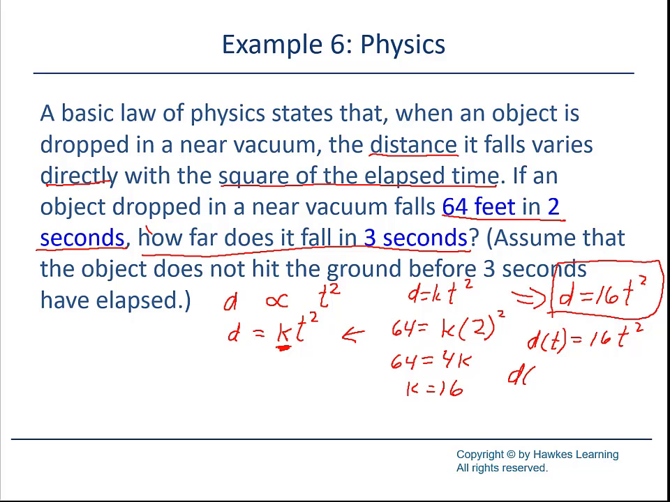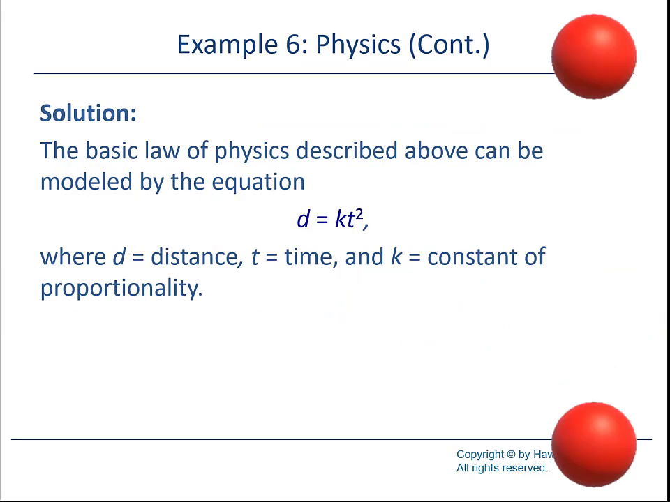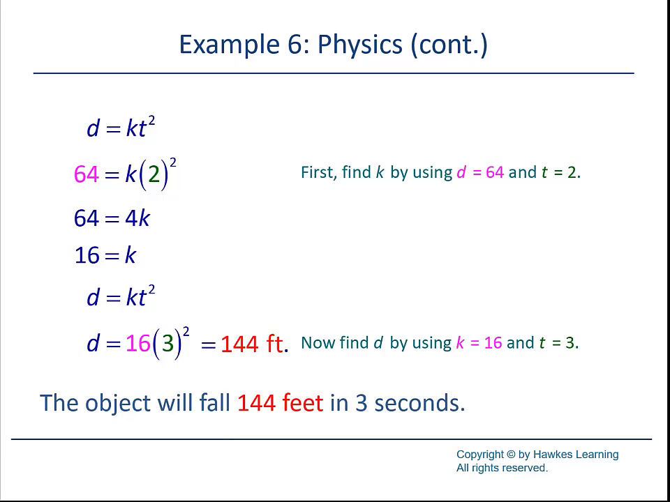So the distance that it falls in 3 seconds equals 16 times 3 squared, or 16 times 9, which is 144 feet. Notice we've got seconds for the time and feet for the distance. 144 feet in 3 seconds is how far it'll fall.